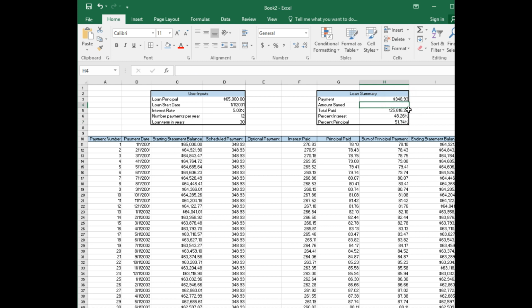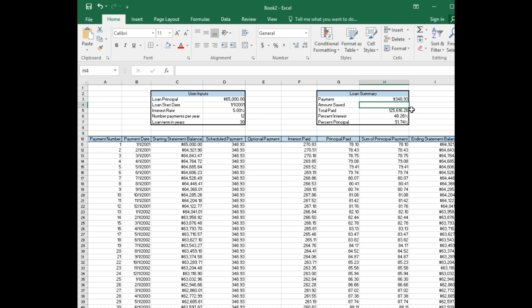So the amount saved. So this amount saved is going to take into account these optional payments. So if we put an extra $100 down, we would like to know how much we saved for the life of the loan. So notice the amount that we save is going to be compared to this total. So to figure out the amount we save, we first need to figure out the amount we've paid. So how are we going to do this?